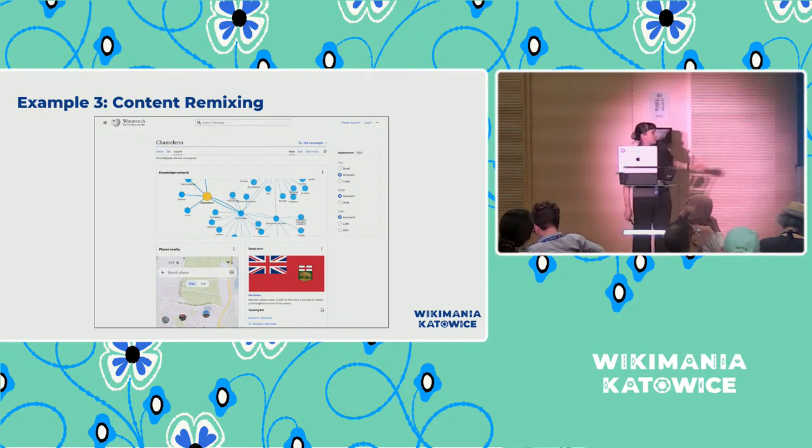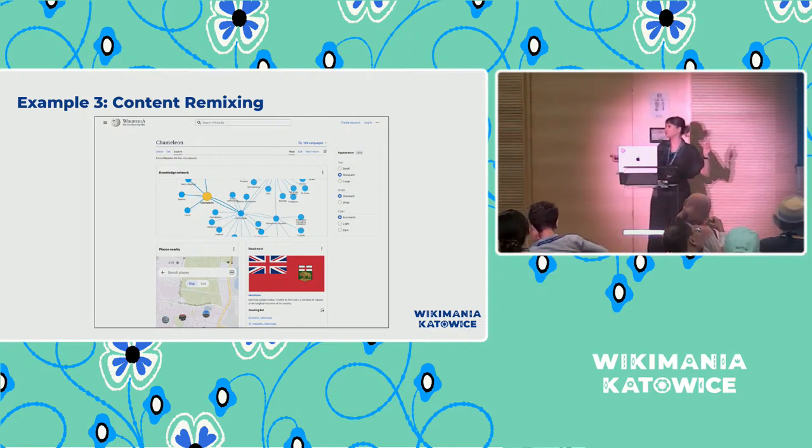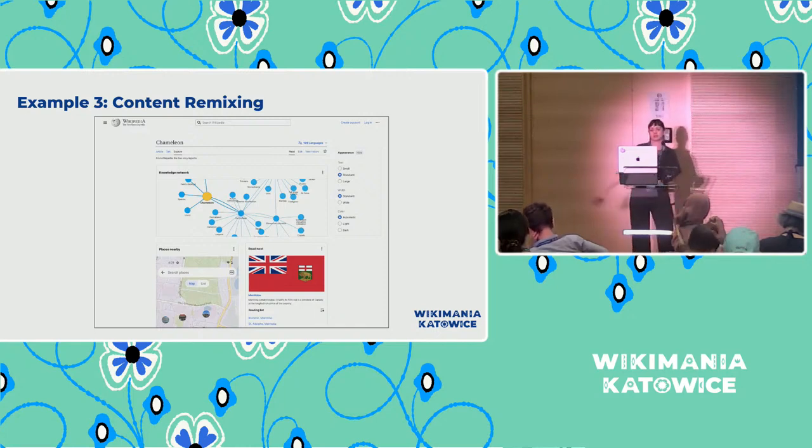Also, some of the other things that we've been playing with is things like nearby. So for example, we're here in Katowice, and are there things of interest near me? So if I want to go out on the street and walk around a little bit, of course with permissions, can I walk around and find things that are interesting to me?